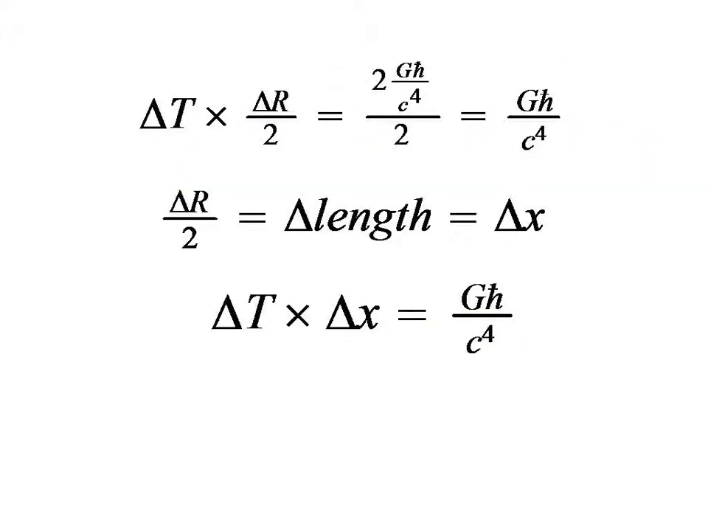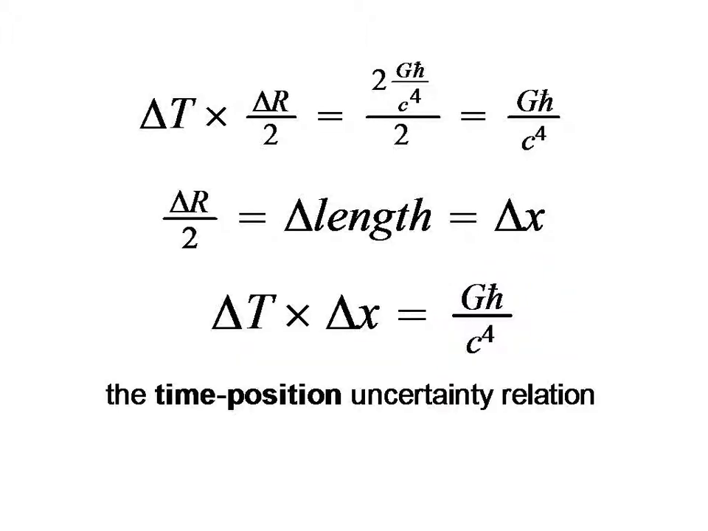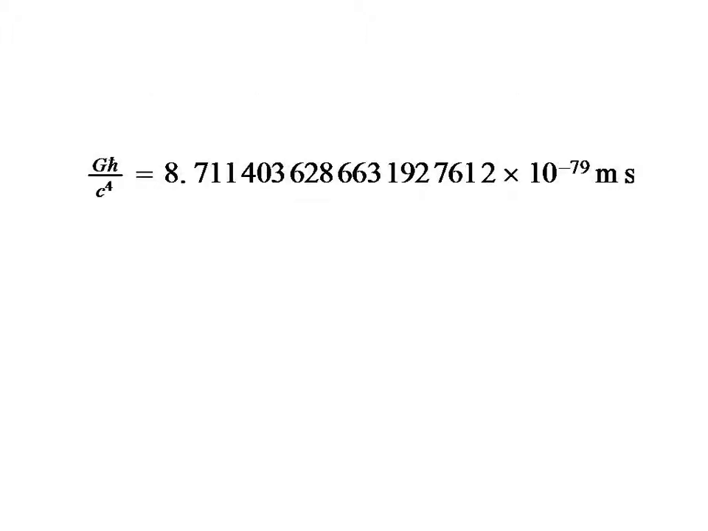So switching from radius to length, we find that delta t times delta x is equal to big G times h bar over c to the 4th. And we're going to claim that this is the time-position uncertainty relation. And numerically, the product is about 8.7 times 10 to the minus 79 meter seconds.